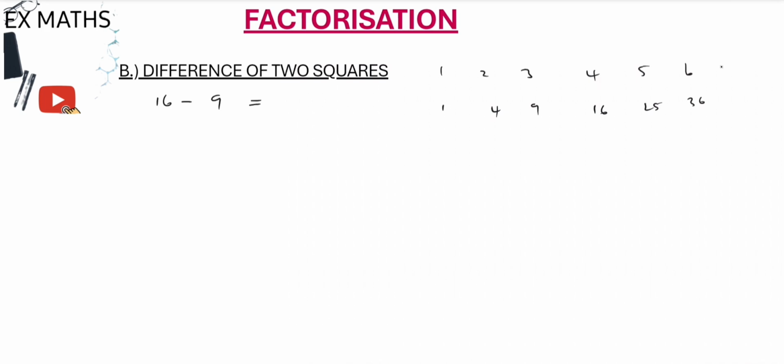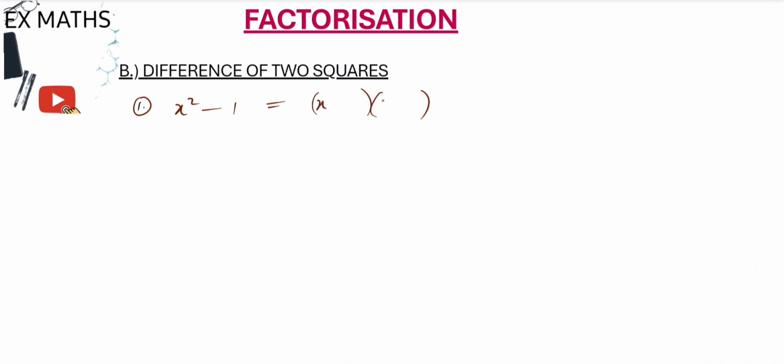Let me add another one. Let's say we have x. The square of x will be x squared. If you do the square root of x squared, you get x. So let us have an example: x squared minus 1. We open two brackets. Then you find the square root of x squared, it's x, in both brackets. Then the square root of 1 is plus or minus 1, so plus 1 or minus 1. Then we have factorized it.